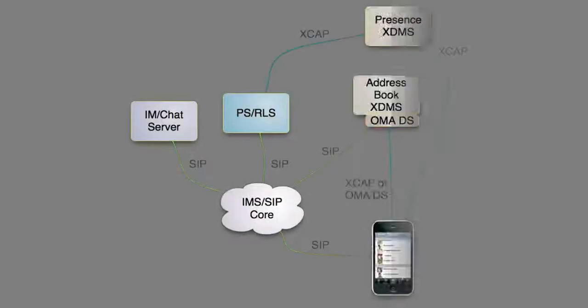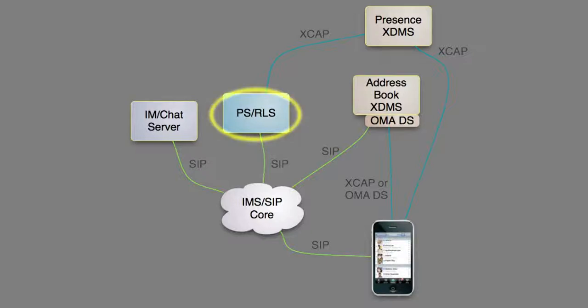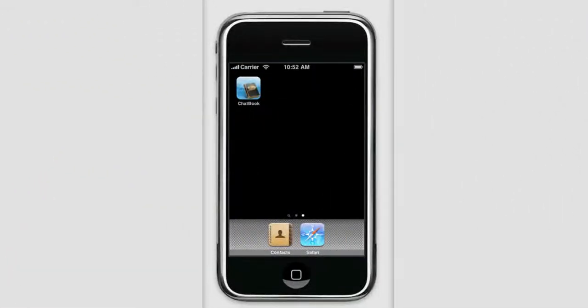The servers used in this demonstration are the Presence and Resource List server, providing standards-compliant SIP-based presence, the Presence XDMS server, providing presence and policy document storage and access, and the Address Book XDMS server, providing the network-based address book feature. We'll be showing a demo client that we use to test and demonstrate our servers.